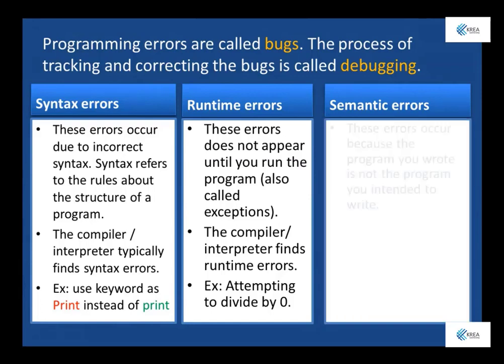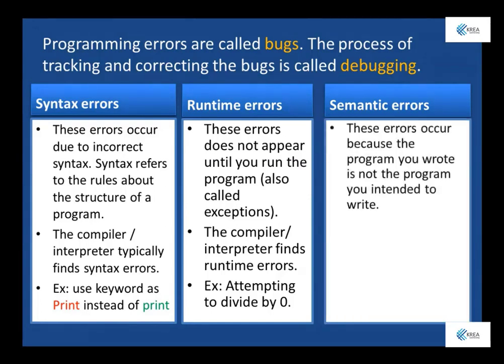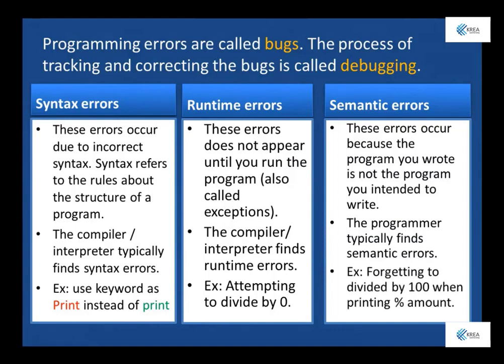Semantic errors. These errors occur because the program you wrote is not the program you intended to write. In this case, the programmer typically finds semantic errors. For example, forgetting to divide by 100 when printing percentage amount.